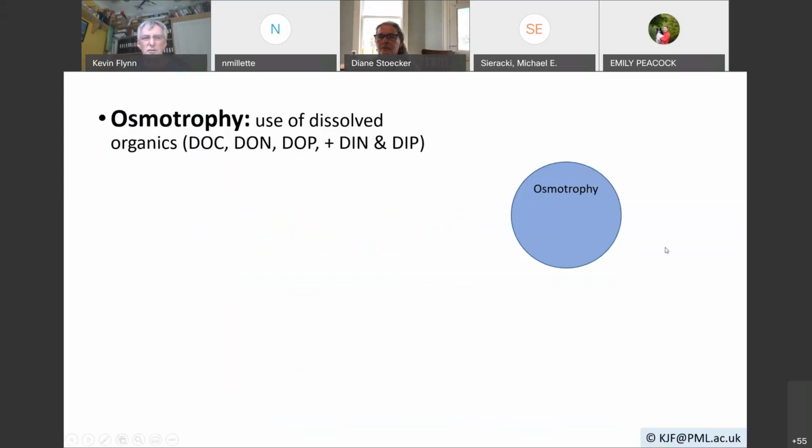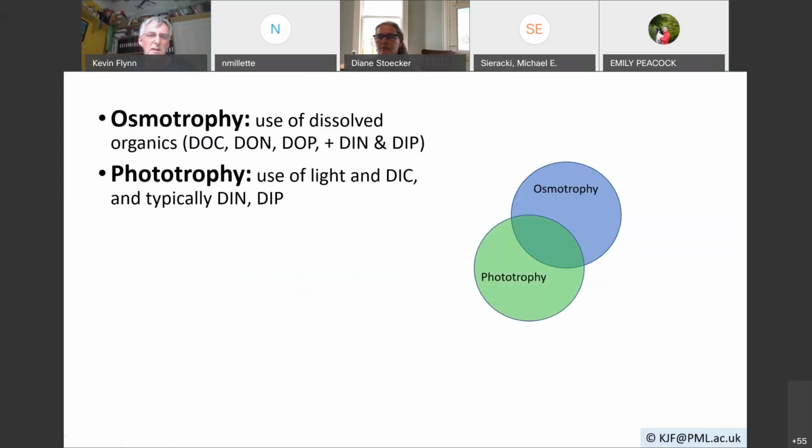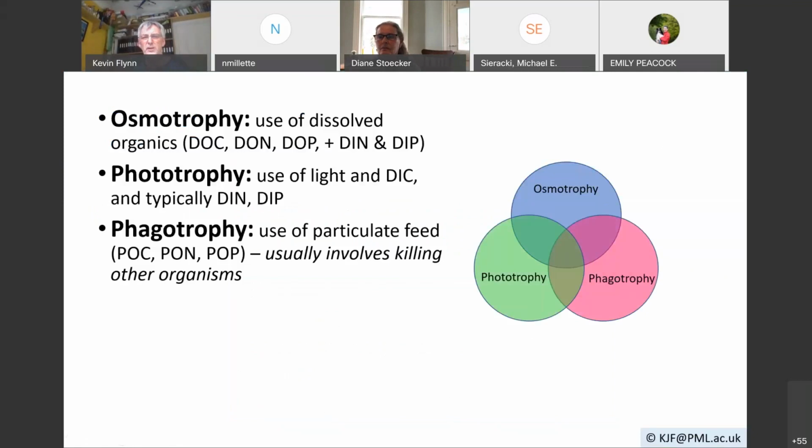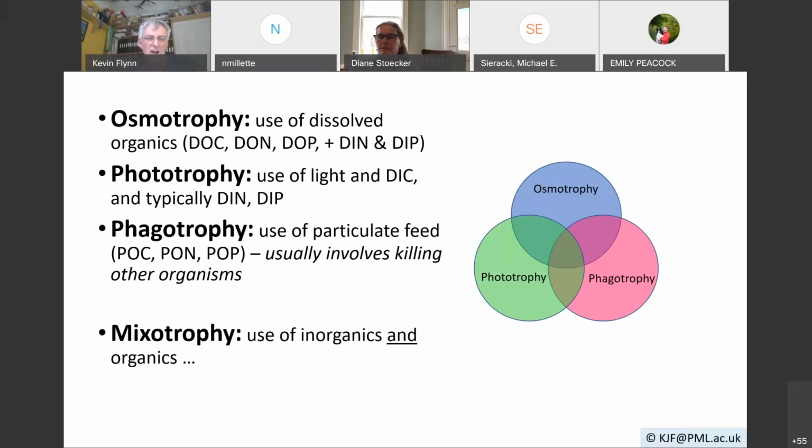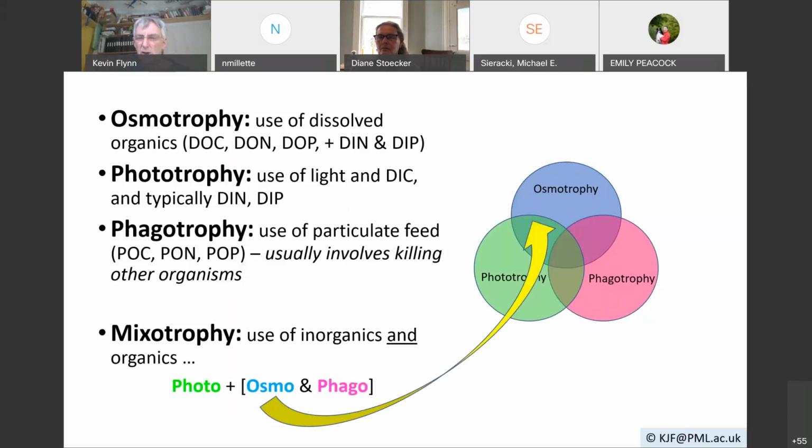So osmotrophy, use of dissolved organics. Phototrophy, use of light, DIC, and typically DIN and DIP. And then phagotrophy, use of particulates, which of course usually involves killing other organisms, which is important from a trophic point of view. Mixotrophy is defined in different ways by different people, but generally it's a use of inorganics and organics. So in this context, it's phototrophy plus osmotrophy and/or phagotrophy. So we either have this intersection here or this intersection here.